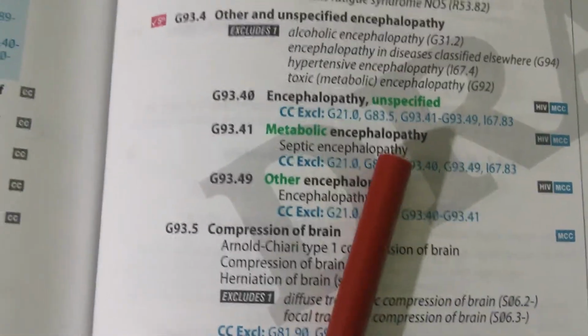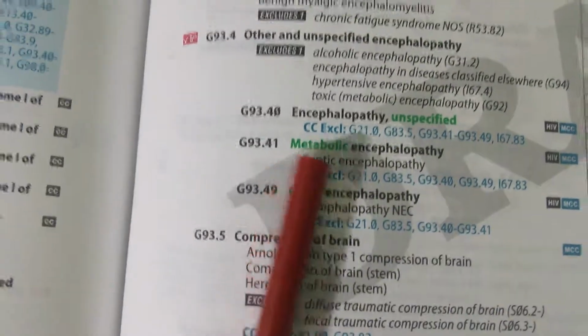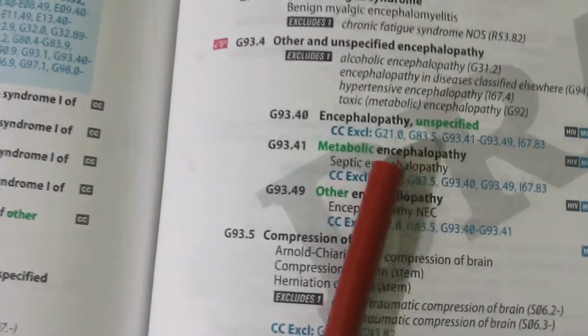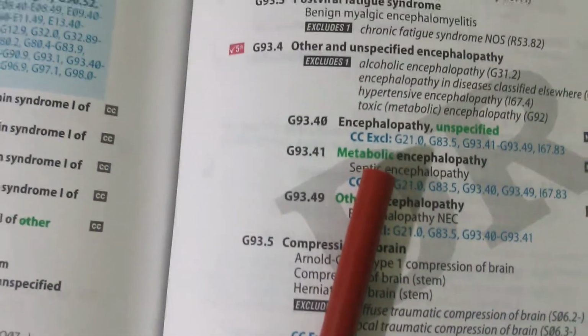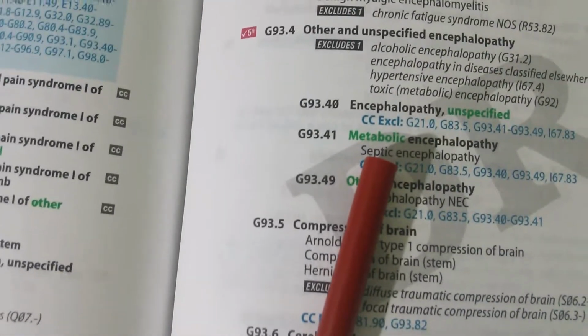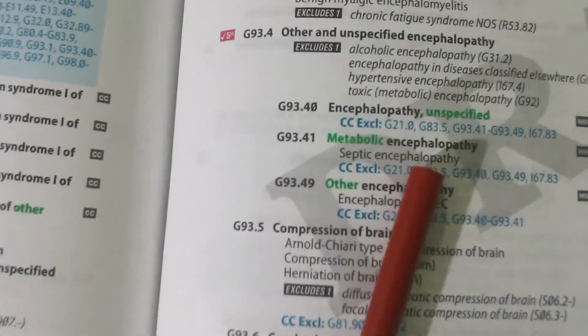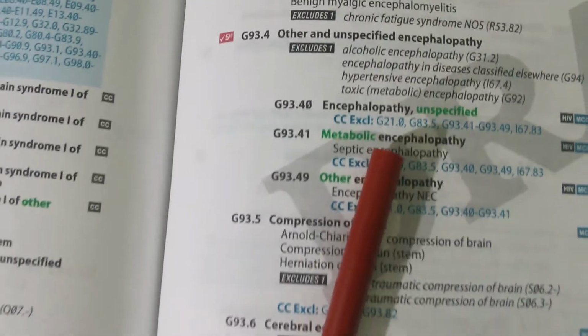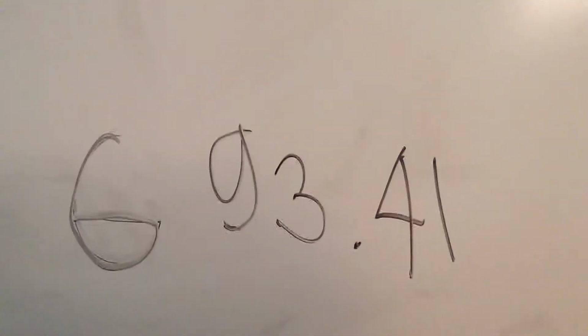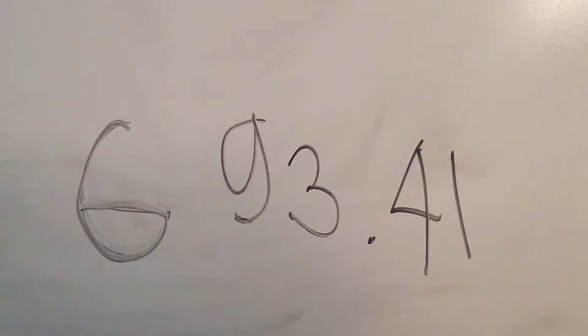And in case you're wondering, if the text says septic encephalopathy, it's the same code. But in our case, it just says metabolic encephalopathy, so that's the confirmation. So the confirmation was that it is G93.41, which is the code that we found here, and we checked with the tabular that that's the right code. And as a last resort, we're going to go to the book and check the book. Where's the book? Right here, right?